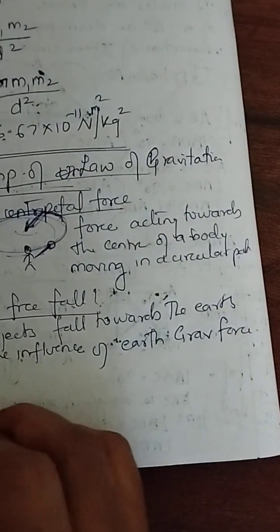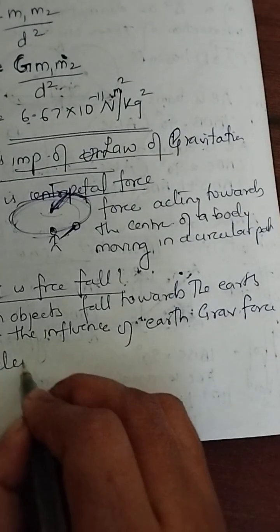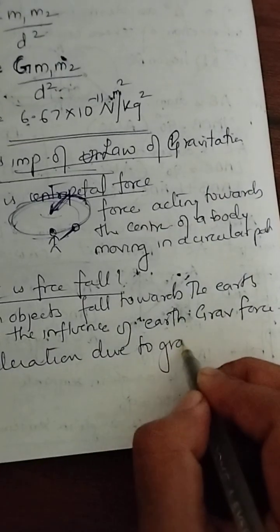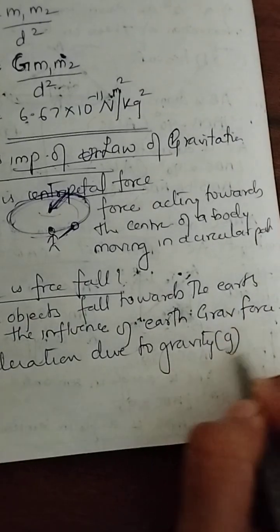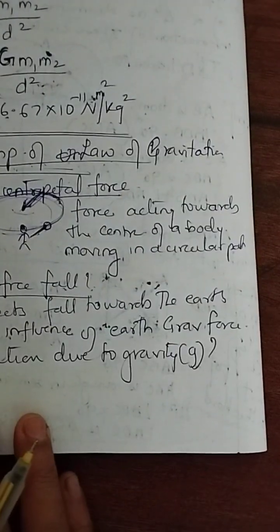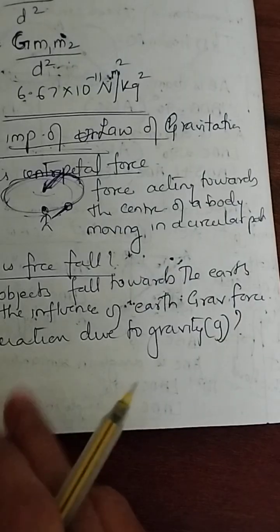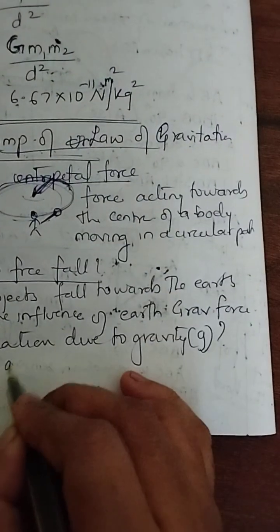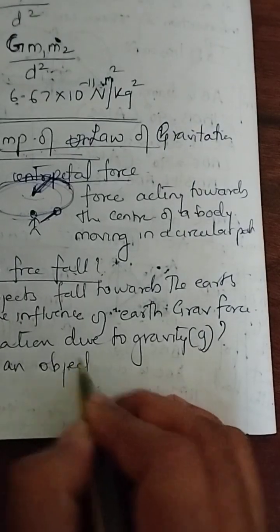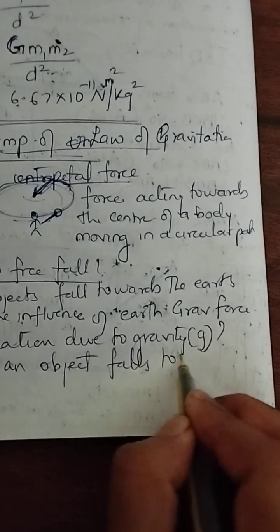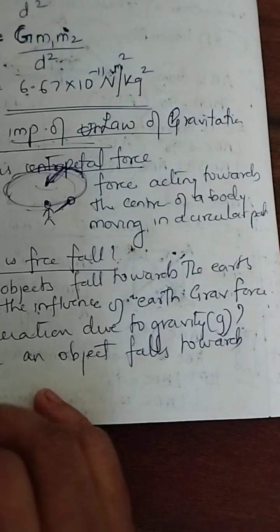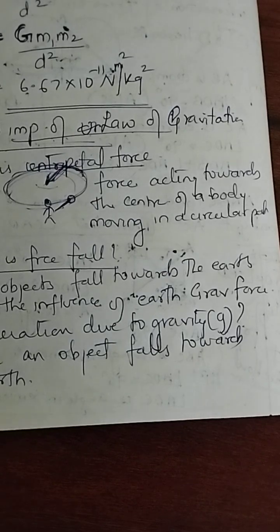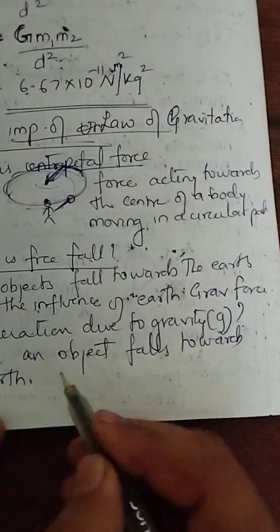Then the next important question is, what is acceleration due to gravity? Acceleration due to gravity is denoted by the small letter g. Whenever an object falls towards the earth, there is a free fall. These answers are there in the textbook. I am referring to the textbook and giving it to you, just slightly changing it.